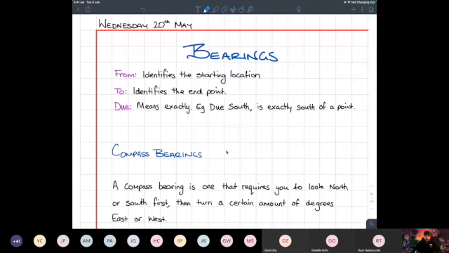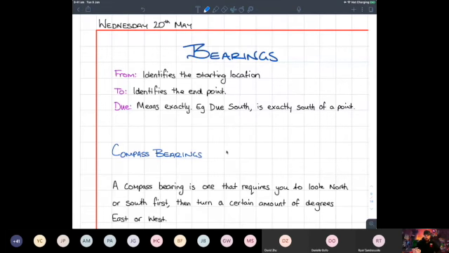word from, that usually is the indication that whatever is from, that's your starting location, and things get measured at that point there. To, that is your destination. That is where you are going. So that is where you are going to end up once you've moved along a distance through a bearing. And finally, that word due means exactly. So if something is due south, it is exactly south.